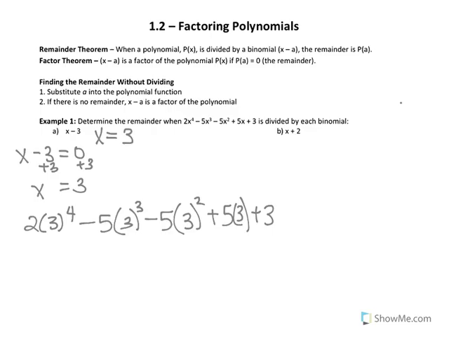What you should have got is 0. So x minus 3 is a factor. Yay! Okay, let's try it with x plus 2.